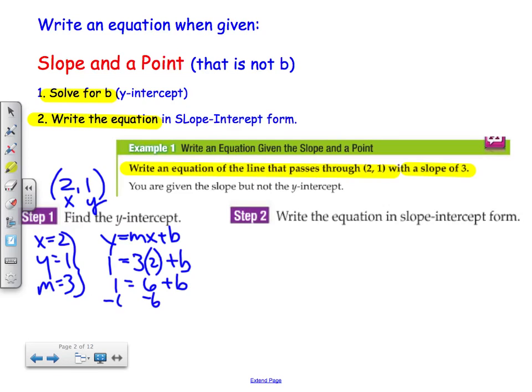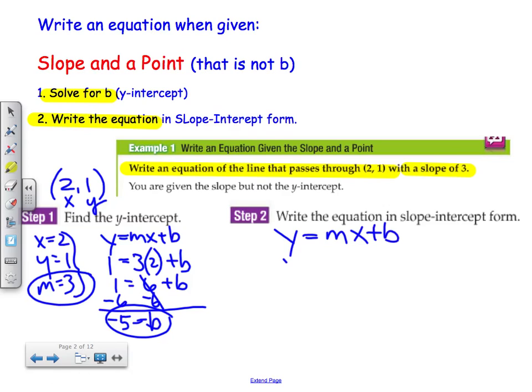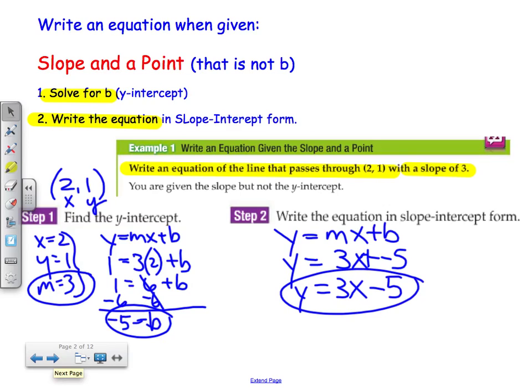We're solving for b, right? We're trying to find out what b is. We find out that b is negative 5. We now have our y-intercept, and we also have our slope. So we can now write our linear equation in slope-intercept form. y equals m, which is 3, x plus b, which is plus a negative 5, or in simplest form, y equals 3x minus 5. And there's the answer to that problem. Now that's not bad, is it?